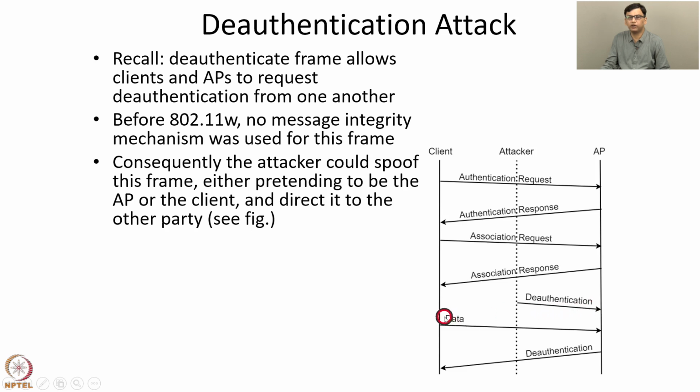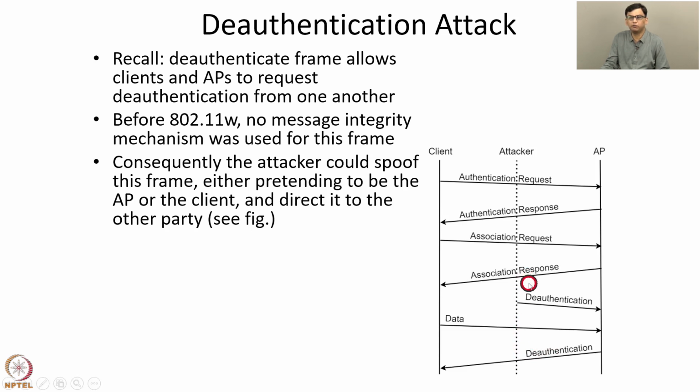Next, the genuine client sends a data packet to the access point. The client is not aware that it has already been deauthenticated. So the client sends its data packet to the access point, but in the access point's memory, the client is already deauthenticated. So the access point responds with a deauthentication message. The client is not able to communicate with the access point. This results in denial of service to the client.